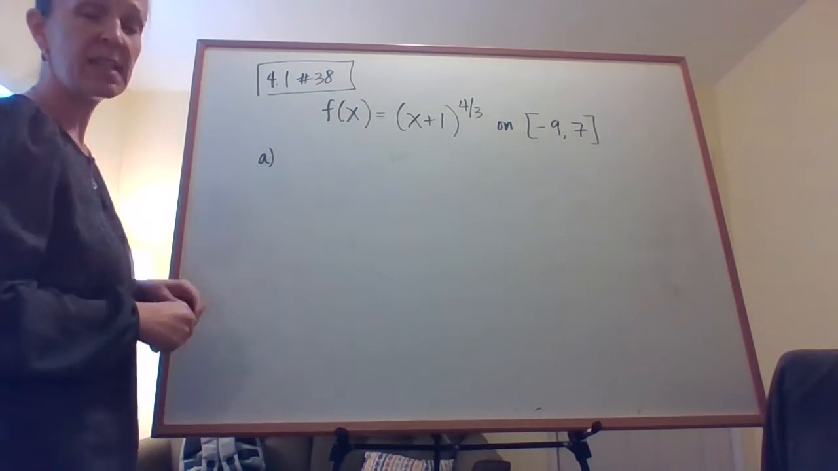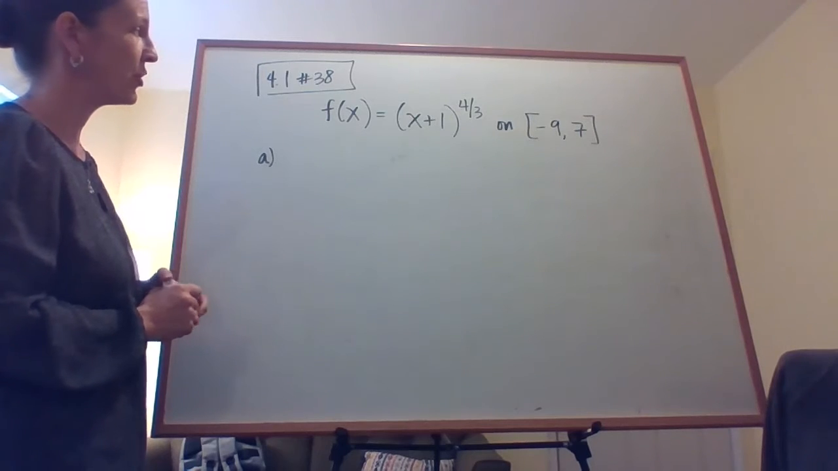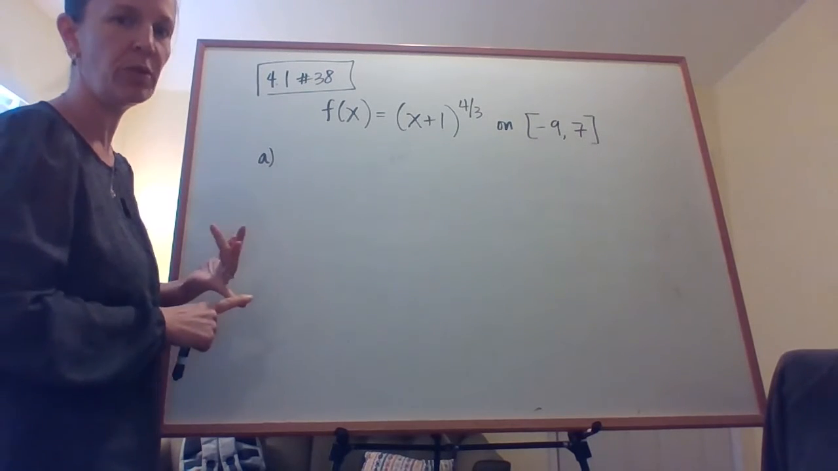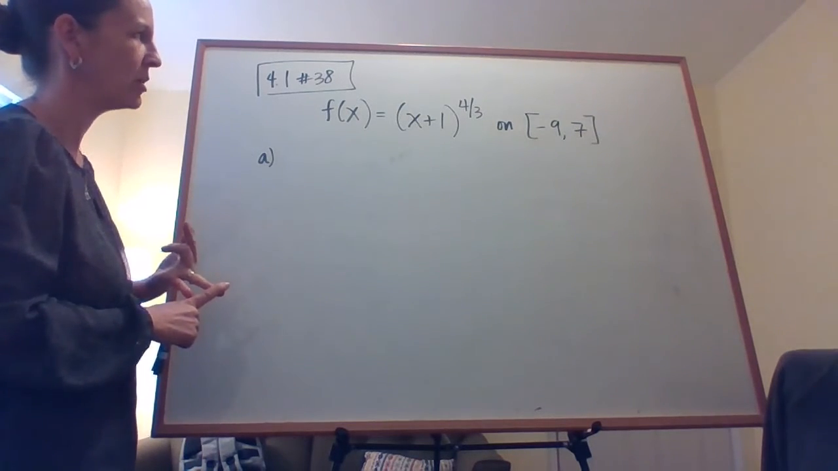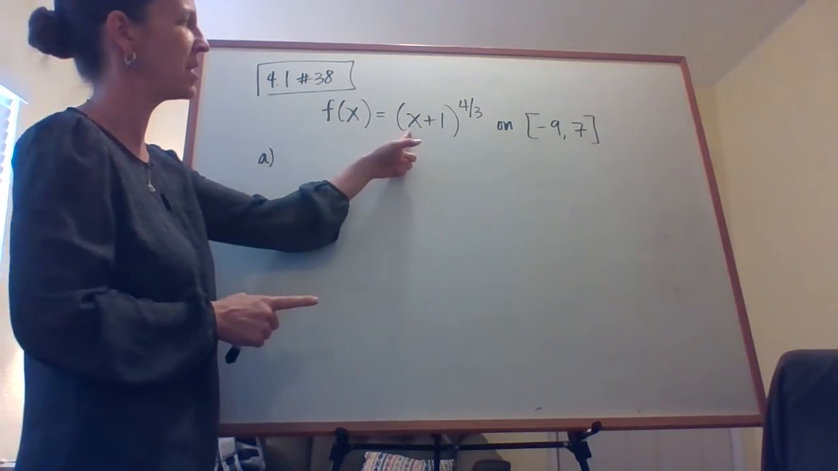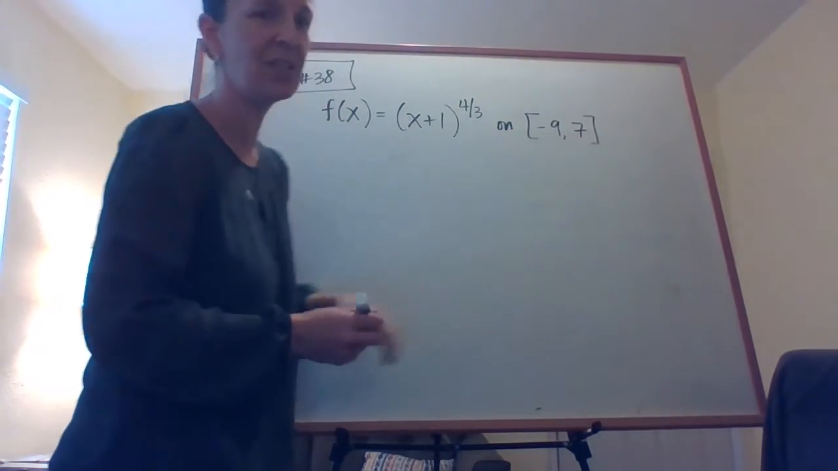All right, guys, this is section 4.1, number 38. The directions are similar to 37. I need to find the critical points, and then I need to find the absolute extrema, the absolute max and absolute min. My function here is f of x equals (x plus 1) to the 4/3, and I'm on the interval from -9 to 7.